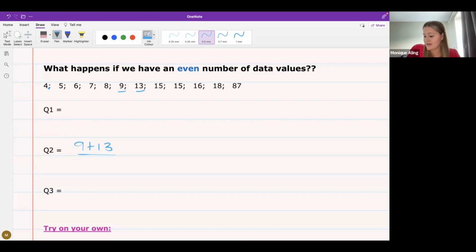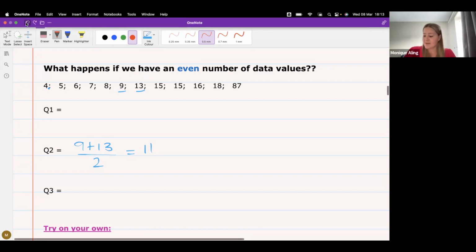Add them and we divide it by 2, so we can get in between those 2 numbers. And that will give us a median, or quartile 2, of 11. Okay, so now it's really important that you realize that quartile 2 is not these 2 numbers. It is in between.